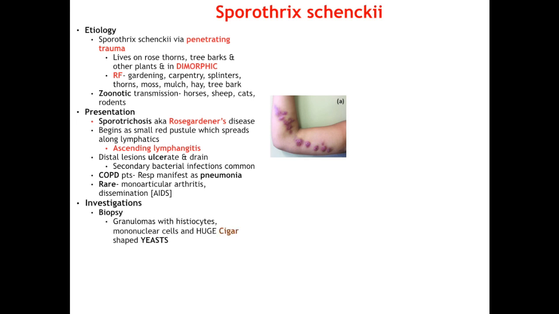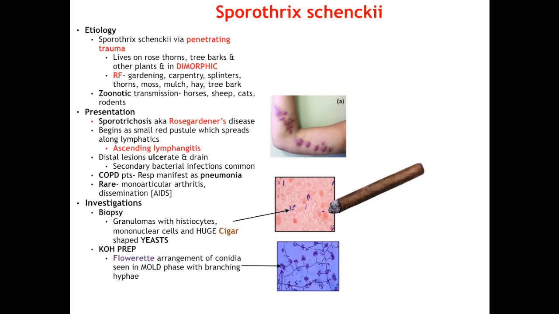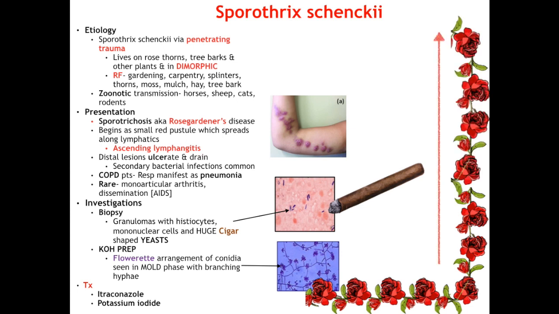On investigation, this is the most important part, its morphology. On biopsy of the affected tissue, you will see granulomas with histiocytes, mononuclear cells, and huge cigar-shaped yeasts. 99% of the time you get a question, that's going to be the answer, or this clue will be in the vignette: cigar-shaped yeasts. On KOH prep, they describe it as a floweret arrangement of conidia, seen in the mold phase with branching hyphae. Treatment options, of course, are the azoles by mouth, namely itraconazole, and potassium iodide is an archaic method of treatment, but is sometimes still tested. So to recap, don't forget, cigar-shaped yeast, rose gardener's disease from a rose thorn, and it is an ascending lymphangitis.